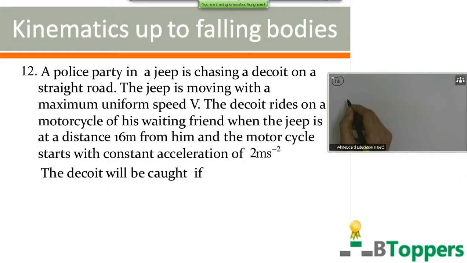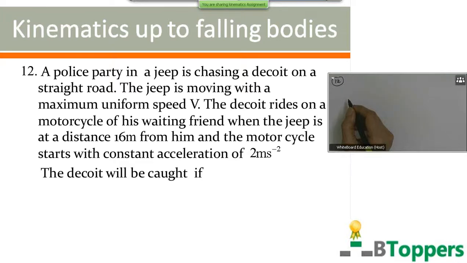A police party in a jeep. See question number 12. A police party in a jeep is chasing a dacoit on a straight road. The jeep is moving at a maximum uniform speed V. The dacoit rides on a motorcycle of his waiting friend.